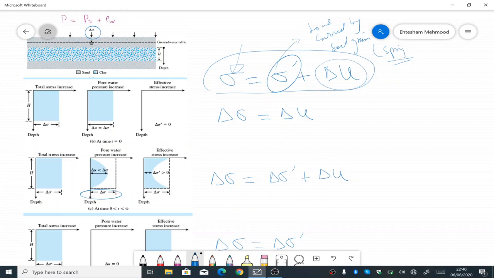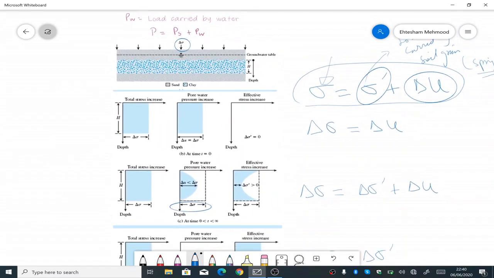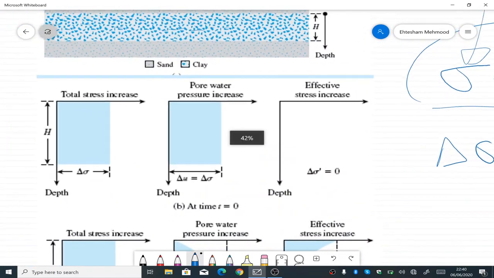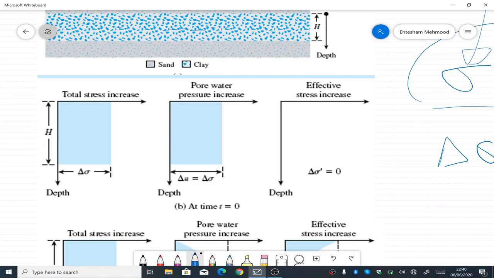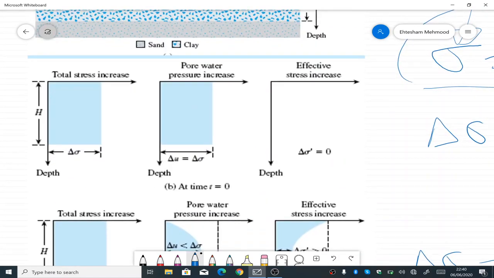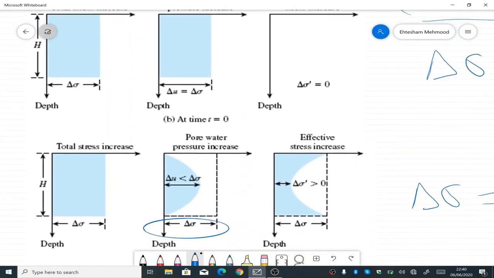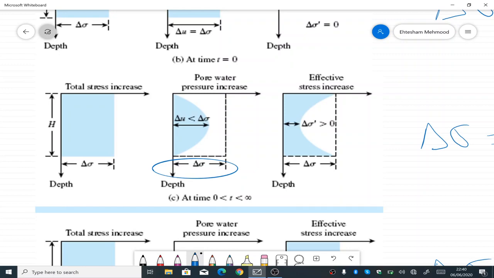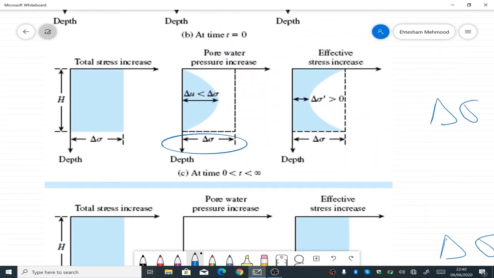Coming back to the diagram here, at a time t equal to 0, the total stress increase is equal to delta sigma, that is the load applied, the one mentioned here, and the pore water pressure increase is equal to delta sigma, the total stress increase, and the effective stress is 0 because there is no water moving out and all the load is initially carried by the water.